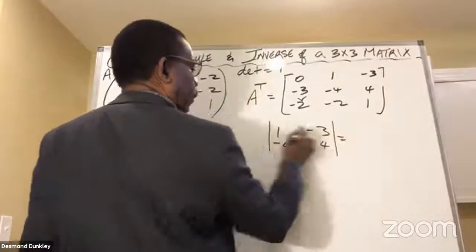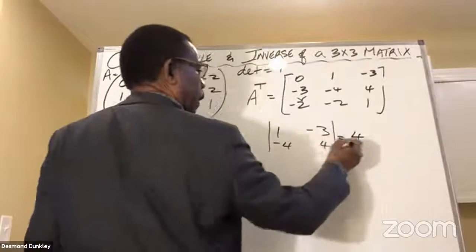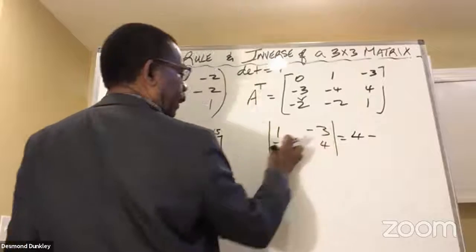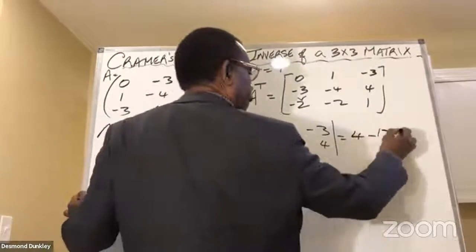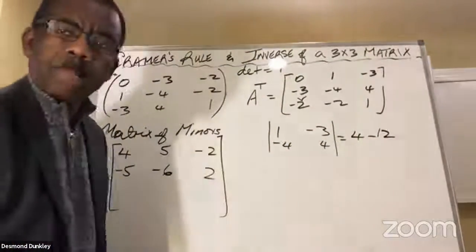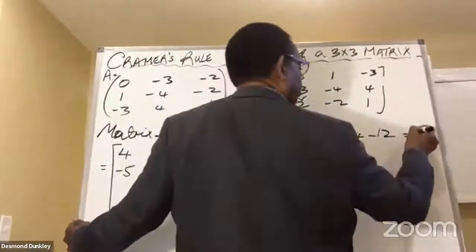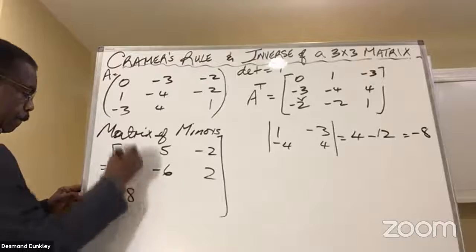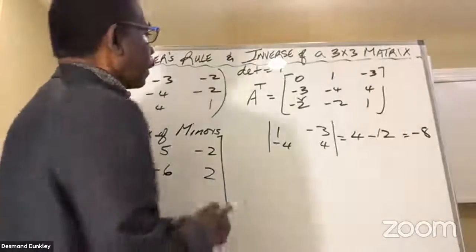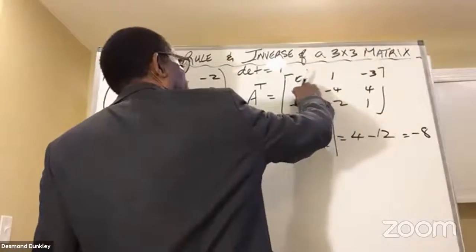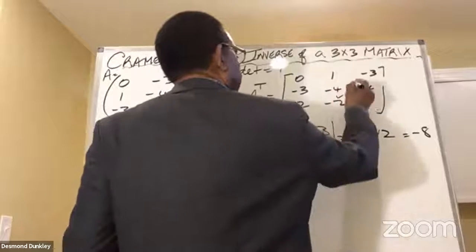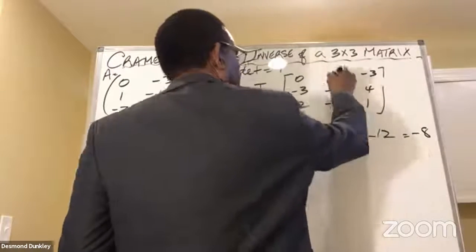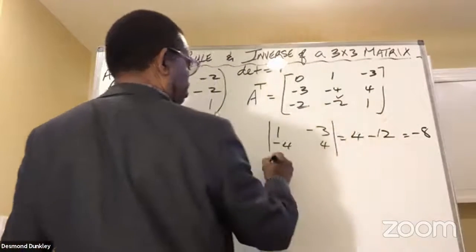What does that equal to? 1 times 4 is 4, minus negative 3 times negative 4 is 12. 4 take away 12 is negative 8. And over here, cross this out, cross that out. Okay, so what are we left with?